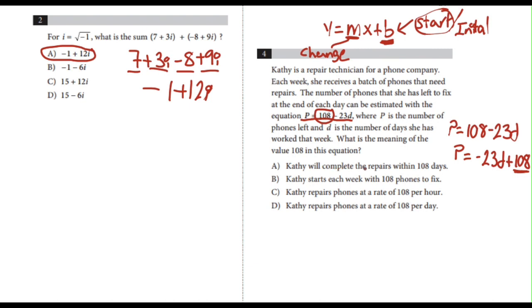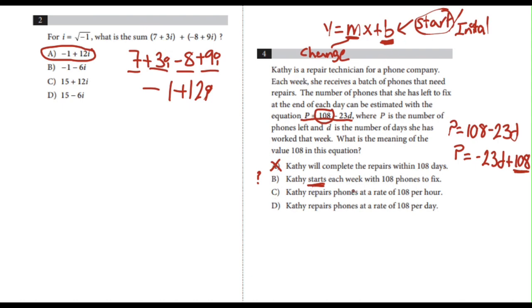A, Kathy will complete the repairs within 108 days. No, that can't be it because the number of days is represented by variable D. So it will not be A. B, Kathy starts each week with 108 phones to fix. It might be this one, the keyword starts makes us think that this could be the answer.